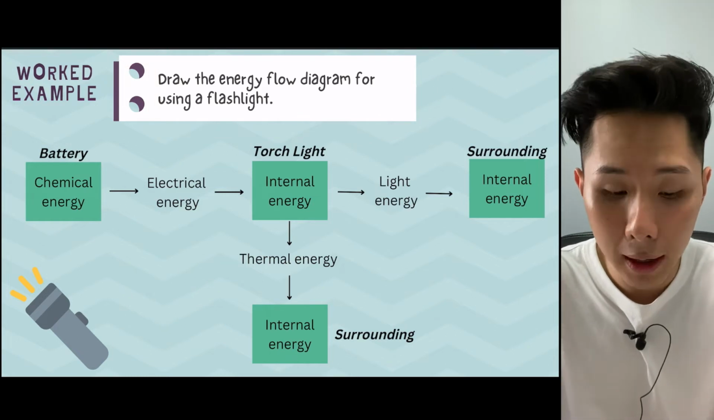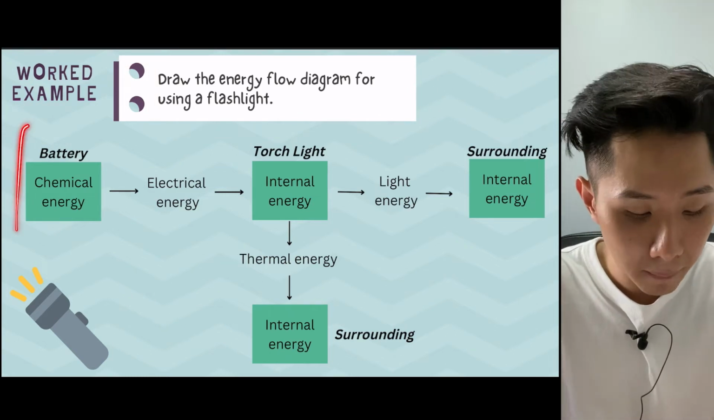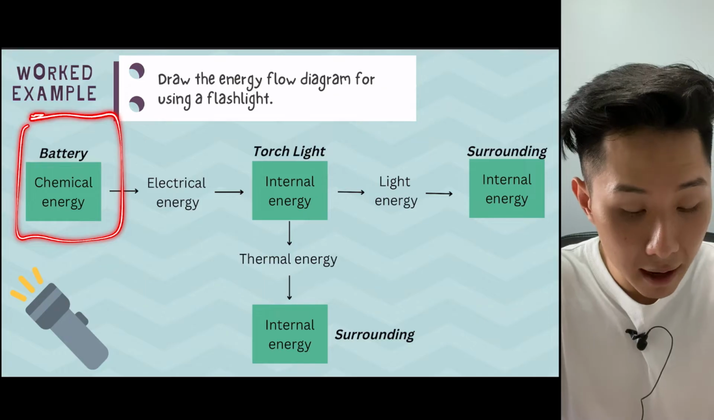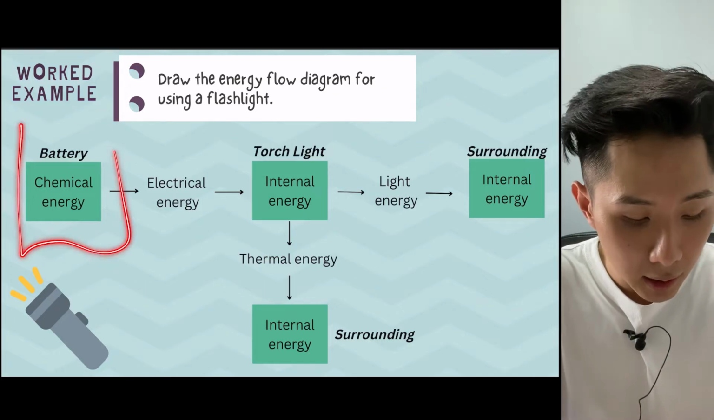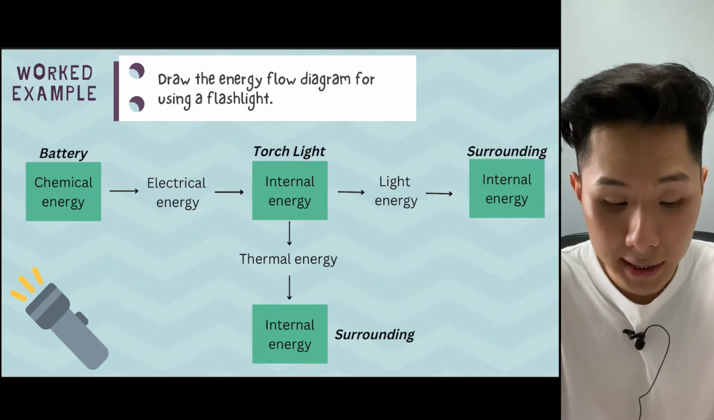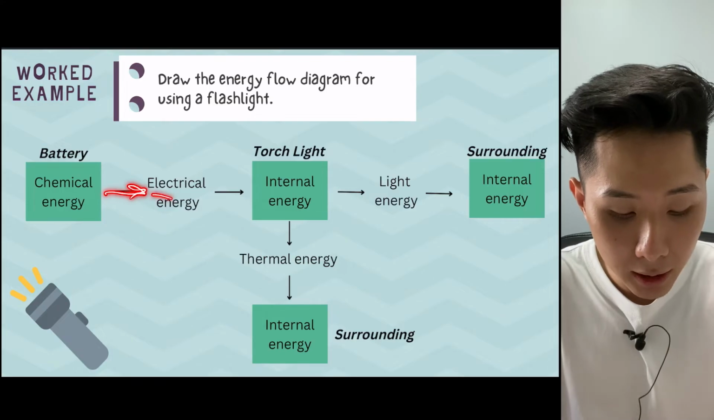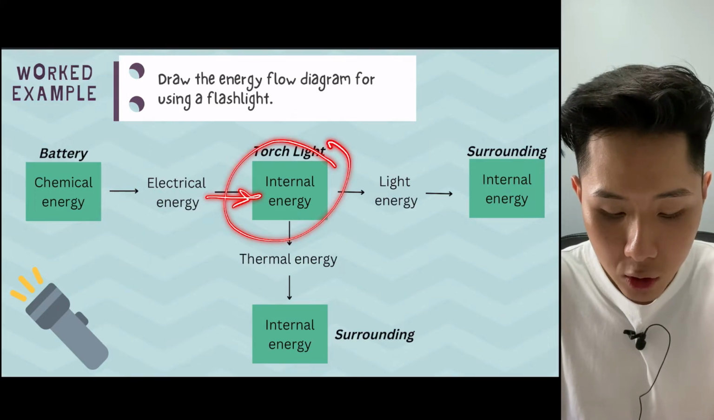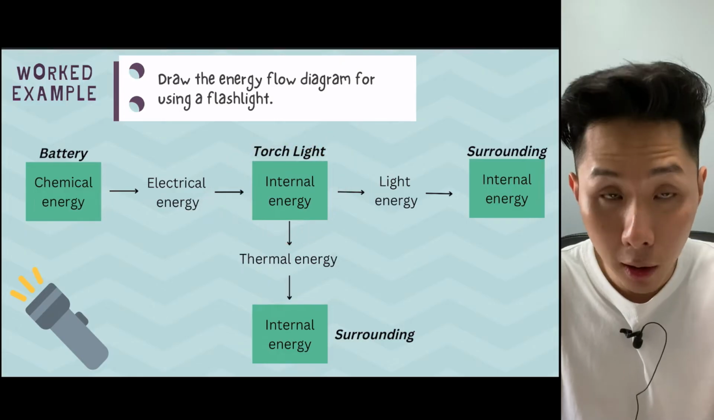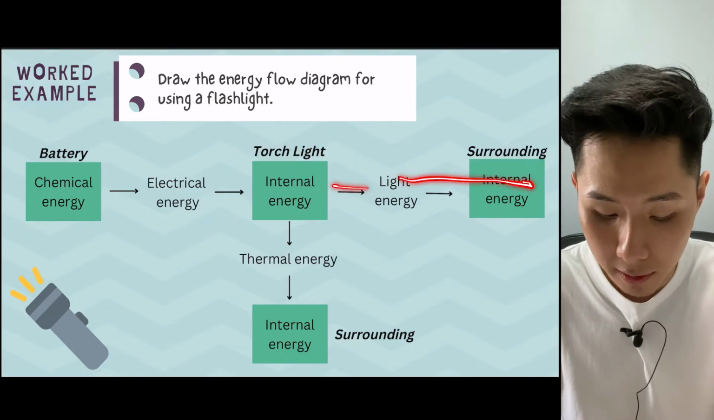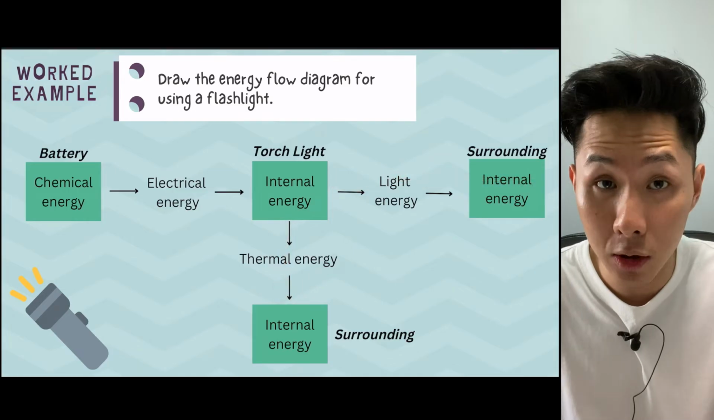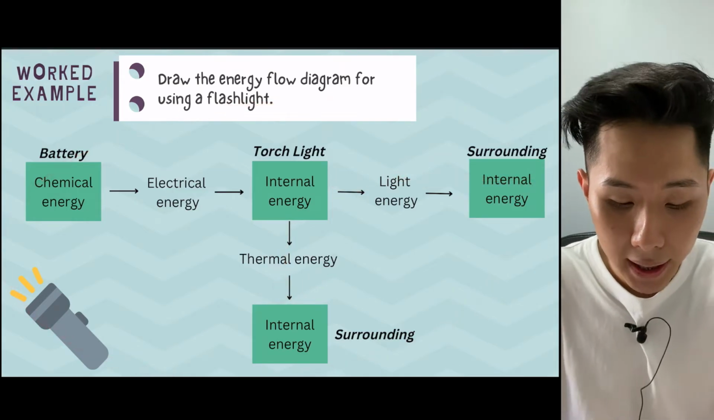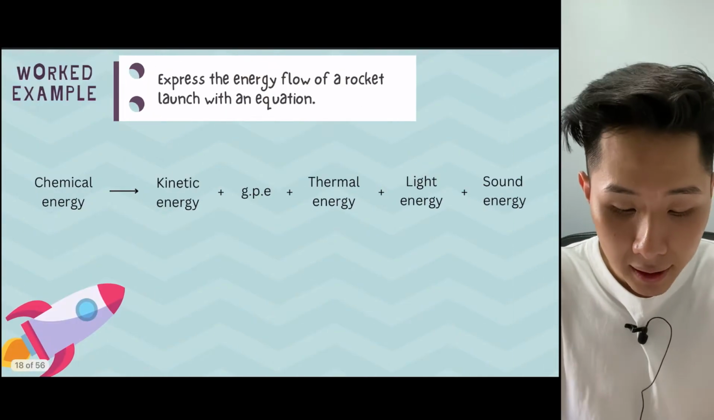Draw the energy flow diagram for using a flashlight. So we know that if the flashlight works on battery, first we have chemical energy inside the battery, and then being converted to electrical energy, and also at the end, internal energy of the torchlight. And this torchlight will give out light energy to the surroundings, and at the same time also heat energy. So that's how you draw an energy flow diagram.